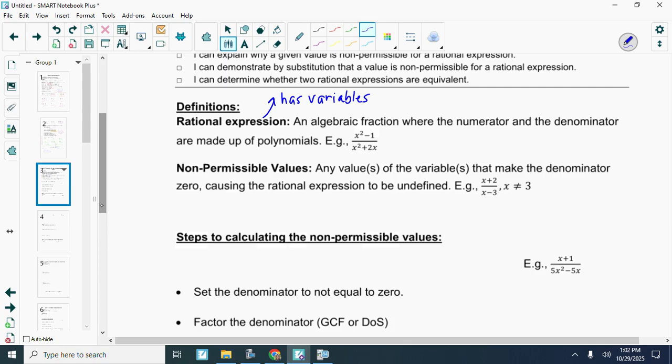Rational just means it can be expressed as a fraction.